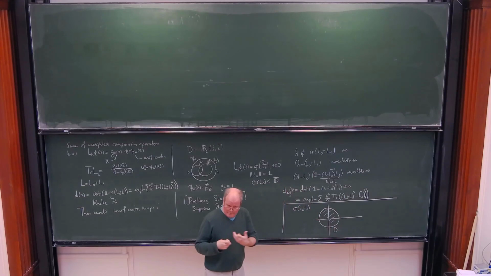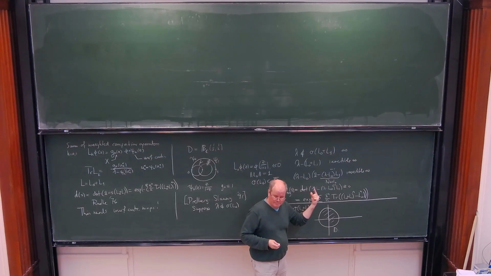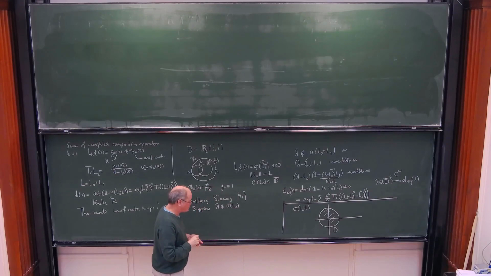What I didn't mention is that this regularized determinant is actually an analytic function in lambda. So it's analytic outside the unit disk: lambda in the complement of D bar, mapping to D, the regularized determinant of lambda is in fact analytic. And it has some decay rate at infinity. It tends to 1, I think.